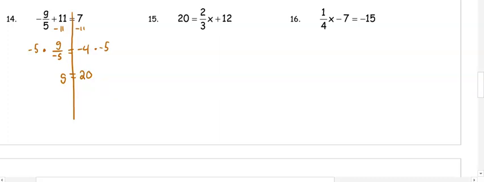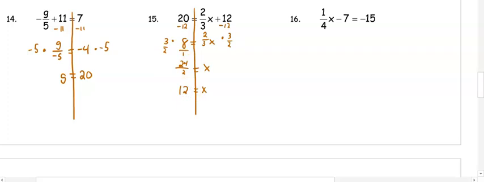In number 15, our first step to get x by itself would be to subtract 12 from both sides. 8 equals 2/3 x. To get rid of a fraction, remember we multiply by the reciprocal, so I'm going to multiply by 3/2 on both sides. Remember we can write it 8/1. So we get x equals 3 times 8 is 24, over 2 times 1 is 2. So x equals 12.